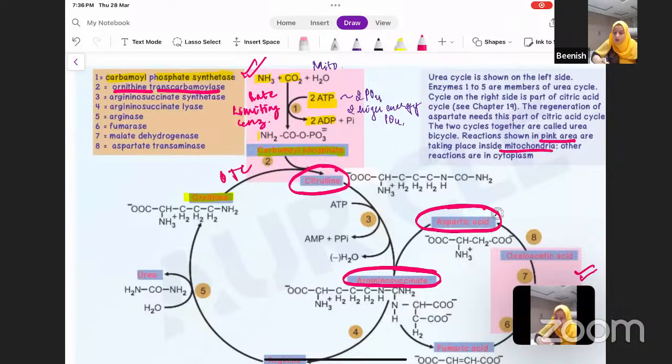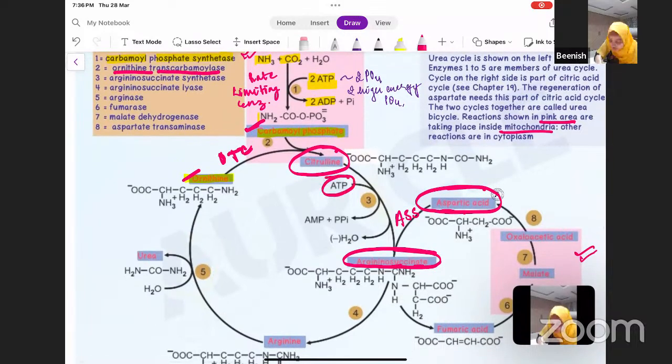So carbamoyl phosphate, I'll repeat it once again. What is happening in the mitochondria? Ammonia and carbon dioxide combine together to form carbamoyl phosphate, via the enzyme carbamoyl phosphate synthetase. Now this carbamoyl phosphate combines with ornithine, and this is brought about by the enzyme ornithine transcarbamylase to form citrulline. Okay. Now this citrulline is combining with aspartic acid to form arginosuccinate. For this, the enzyme is arginosuccinate synthetase.